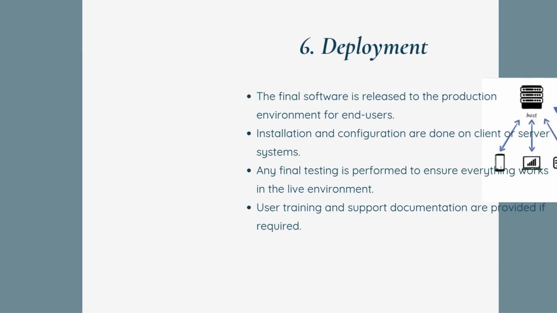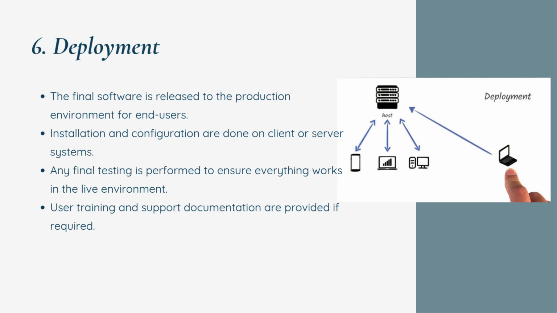The sixth step is the deployment phase. It is an important phase in SDLC. Once the software is certified and no bugs or errors are found, then it is deployed. The final software is released to the production environment for end users. Installation and configuration are done on client or server systems. Any final testing is performed to ensure everything works in the environment.